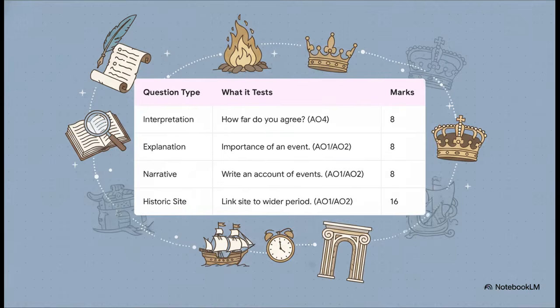The first one asks you to analyze a historical interpretation. The next 2 are all about your knowledge and how well you can explain things. So, explaining the importance of something or writing a story of how an event happened. And then there's the big one, worth a massive 16 marks, that historic environment essay, where you have to link the site to the wider period. If you practice these specific question types, you are going to be ready for anything they throw at you.